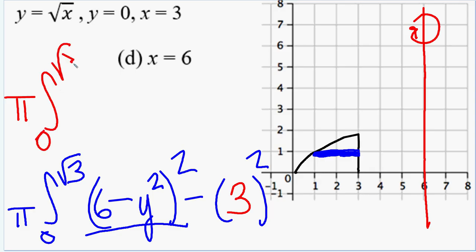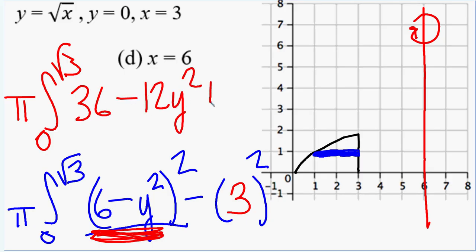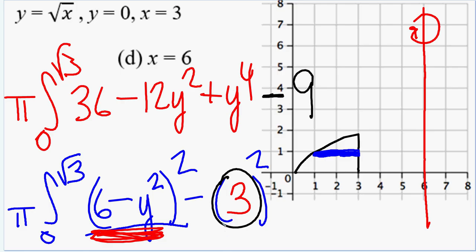Integrate 0 to root 3. When we FOIL this out, that's going to be 36 minus 12y squared plus y to the 4th. And then this is going to give us a minus 3 squared is 9. So then we can do the 36 minus 9. We can just replace this with a 25. And then we're ready to start integrating and evaluating.